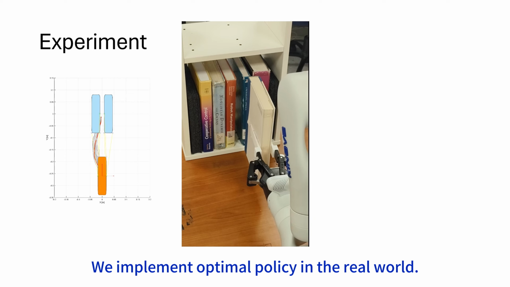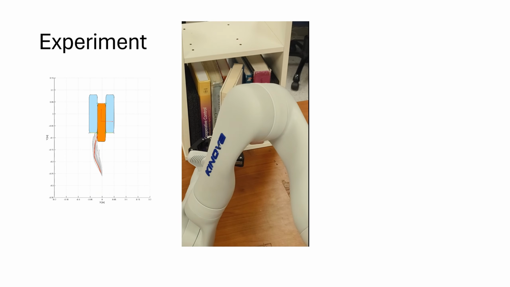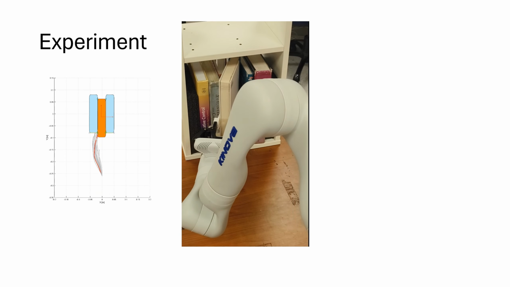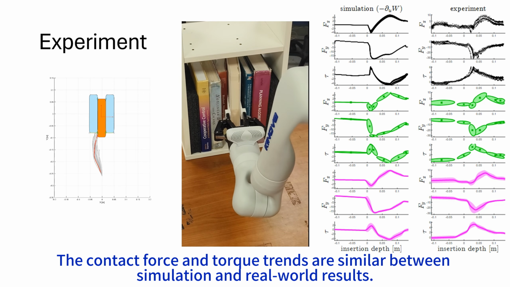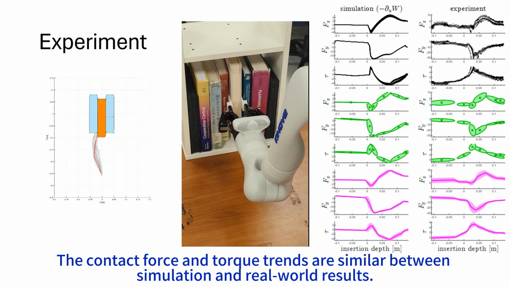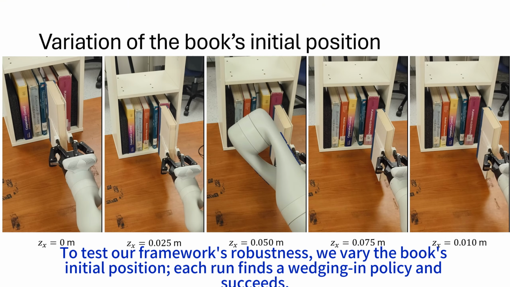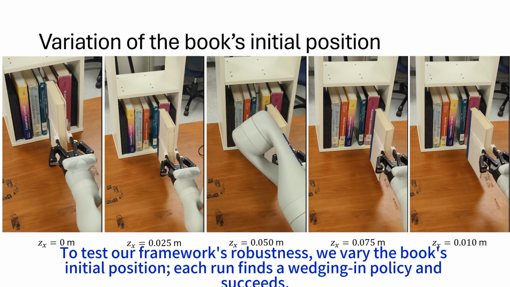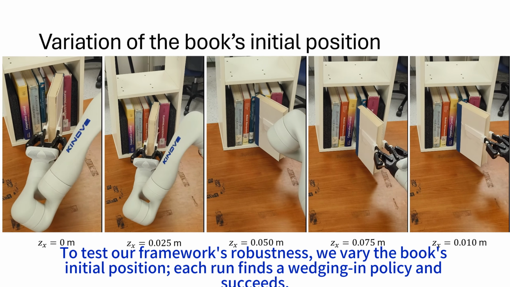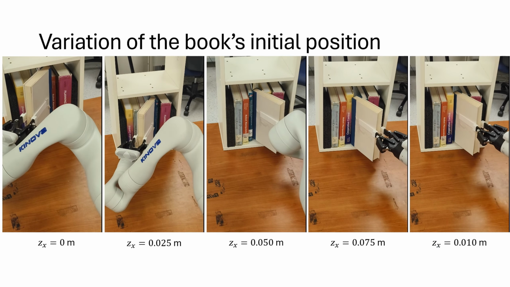We implement the optimal policy in the real world. The contact force and torque trends are similar between simulation and real-world results. To test our framework's robustness, we vary the book's initial position. Each run finds a wedging-in policy and succeeds.